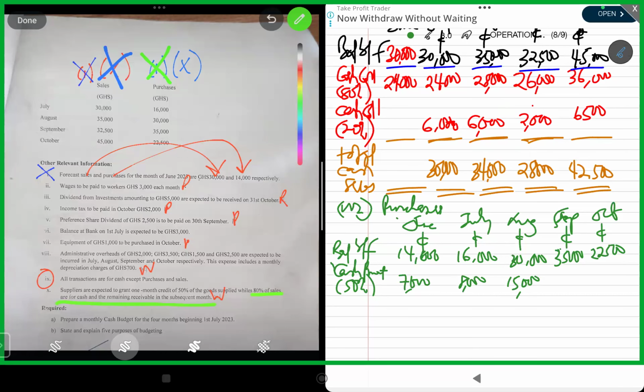17,500. October. 11,250. So it says they will pay 50%, and they give 50% credit. Suppliers are expected to grant 1 month credit of 50%. So if the suppliers are saying that we are going to give you 1 month credit, and that 1 month is 50% credit, it means that whatever you buy in this month, you will not pay this month, you pay the next month.